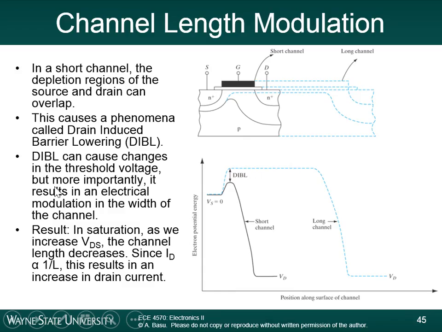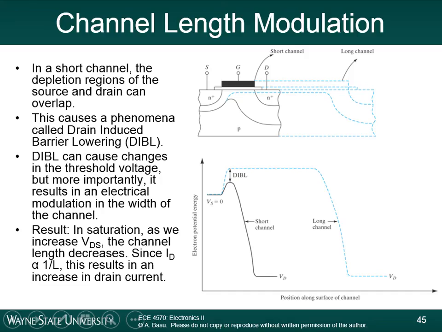So this causes a phenomenon called drain-induced barrier lowering. Drain-induced barrier lowering can cause changes in the threshold voltage. More importantly, it results in an electrical modulation in the width of the channel. And as a result, in saturation, as we increase VDS, the channel length decreases.